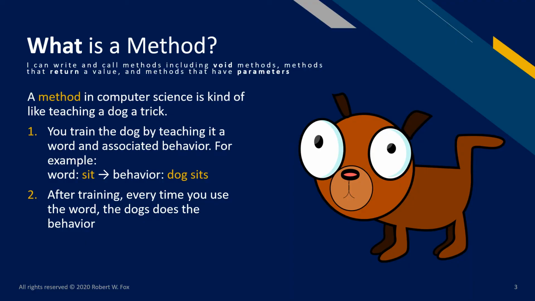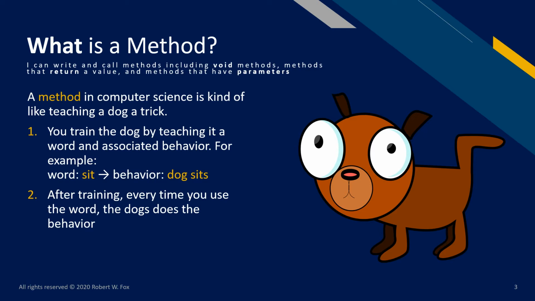From past course experience, you probably already have a pretty good idea of what a method is, but just to help the big picture, let's talk about it at a high level. So a method in computer science is kind of like teaching a dog a trick. And when you go to train your dog, it's a two-step process.